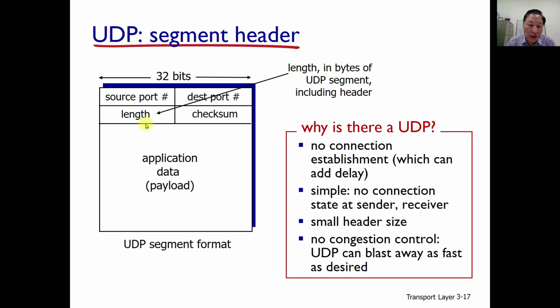That is the byte order unit. 65535 bytes is the maximum length. And this checksum is using 16-bit, 2 bytes. And this one is application data. As I mentioned already, this payload means application data. This is the UDP segment format.